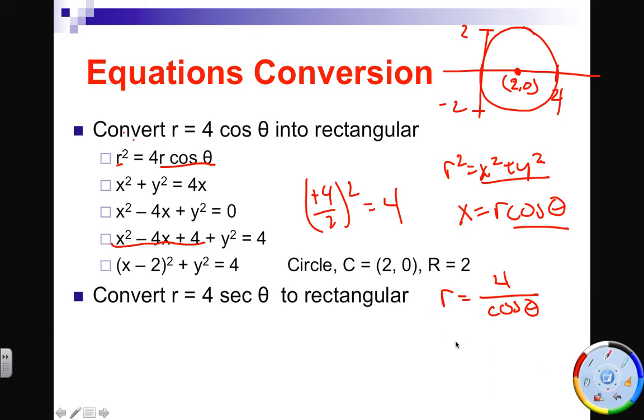And I can multiply both sides by cosine here, so I get r cosine theta equals 4. Well, again, r cosine theta is x, so I get x equals 4, and that's a rectangular equation for a vertical line at x equals 4. Super simple. These ones are much simpler than the circle versions.